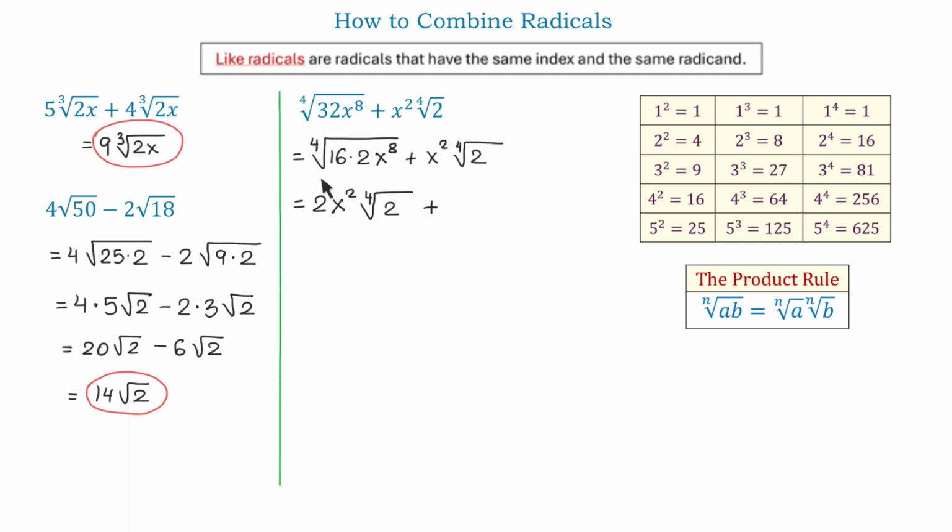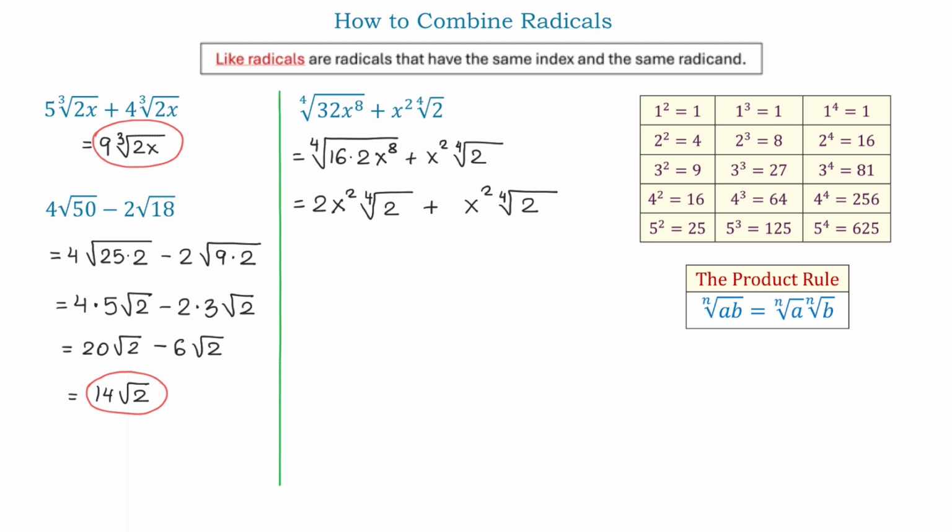So again, the fourth root of 16 is 2. This 2 stays inside, and the fourth root of x to the 8th power is x squared. And to get this exponent 2, we divided the exponent 8 by the index 4. And this is because x to the second power raised to the fourth power equals x to the 8th power. And if we divide 8 by 4, we will get the exponent 2. And now let's bring down x squared, the fourth root of 2.